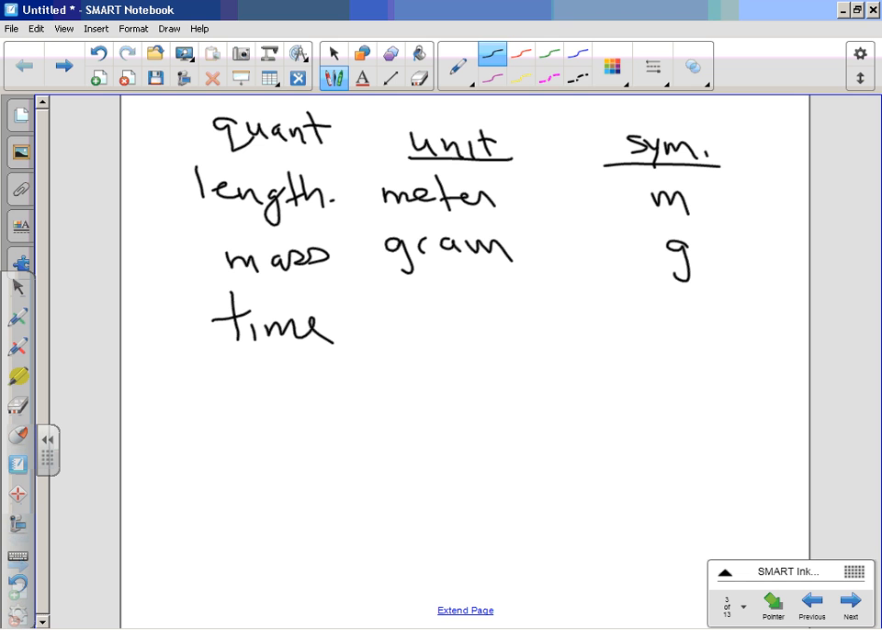Yeah, it is the second. It's not hours, it's the second. The second, all right? And its symbol is S. And with all of these SI units, we can use our prefixes. So we can have kilograms, and we can have micrograms, and all of those prefixes, they're on your periodic table.